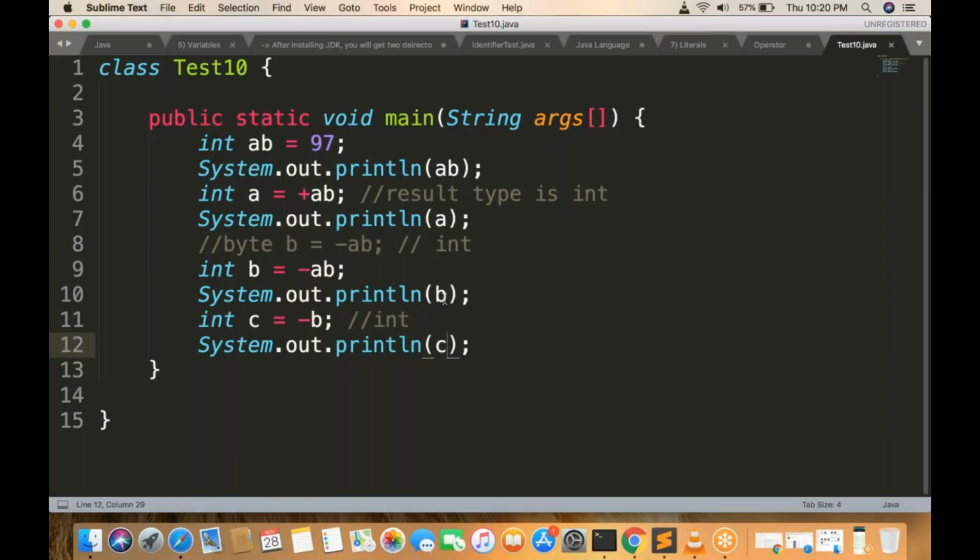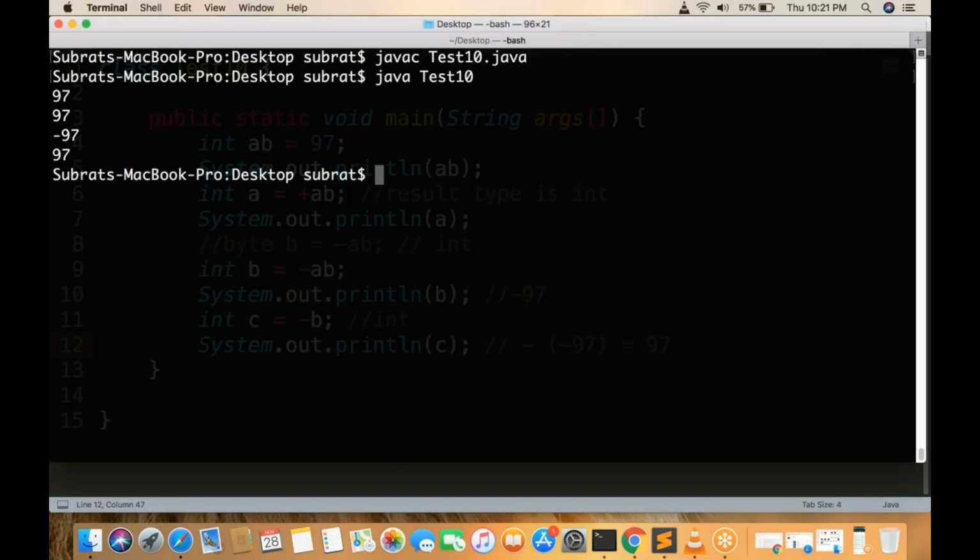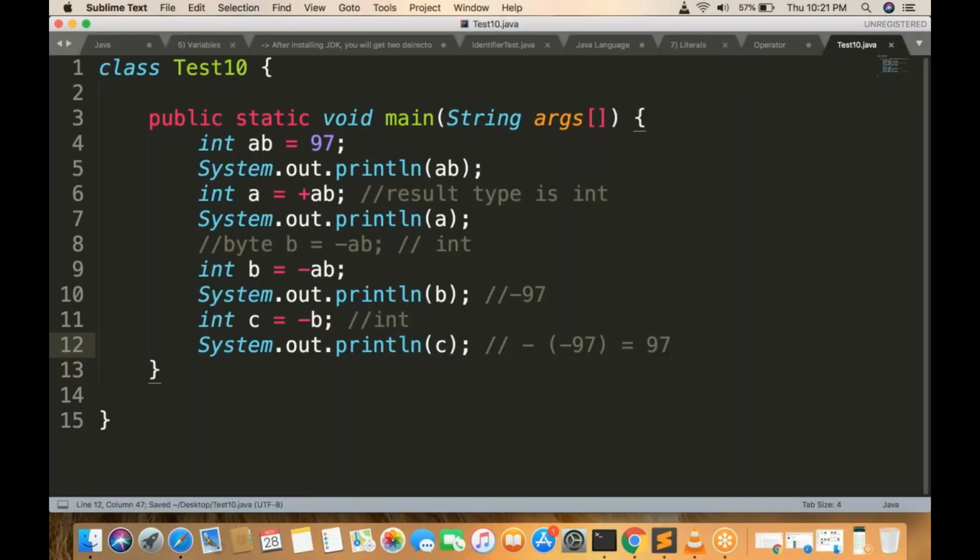No, see, b is minus AB, that means minus 97, correct? And what about c? Minus b, and b is minus AB. So minus AB is minus 97, and minus of minus 97 is positive 97 only. Any doubt? Clear?